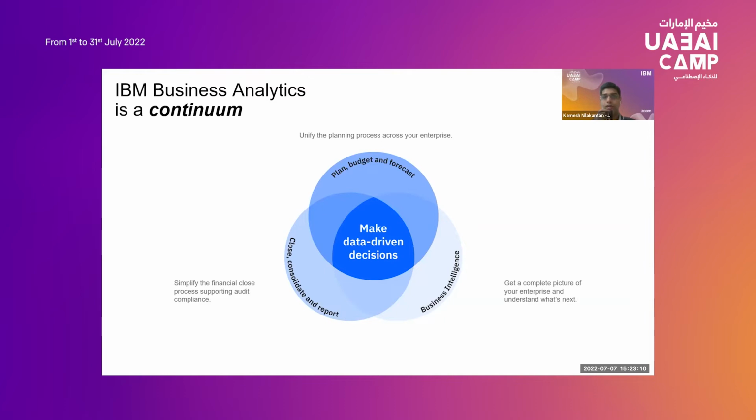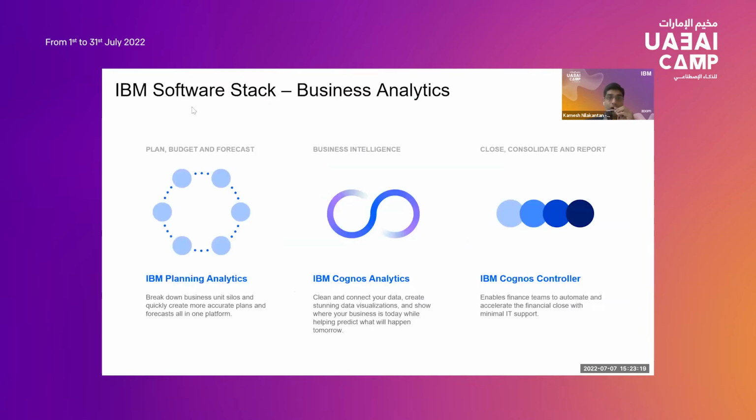These are the three core pillars that we are referring to from IBM when we talk about IBM Business Analytics. So let's look at what the software solutions are. What is our technology stack aligned with these focus areas? The first one, for planning, budgeting, and forecasting, is IBM Planning Analytics. Business analytics, intelligence to understand the business health and do deep dive analysis, that's IBM Cognos Analytics. And the last one, to do the financial consolidation, is IBM Cognos Controller. So these three technology solutions together become IBM Business Analytics.